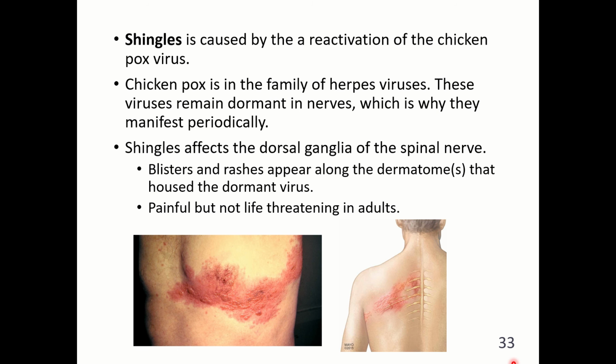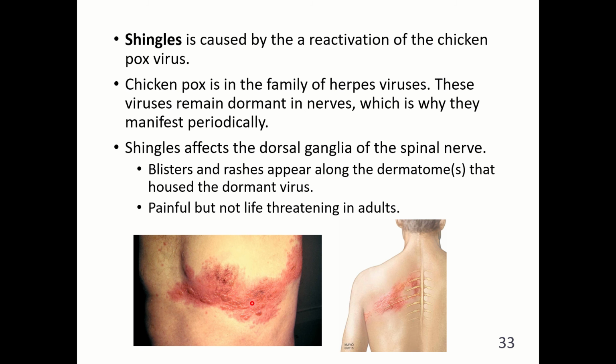Shingles affects the dorsal or posterior ganglia of the spinal nerve. And so the virus will be latent and resting in the posterior ganglia of the spinal nerve. Blisters and rashes appear along the dermatomes that have housed the dormant virus.